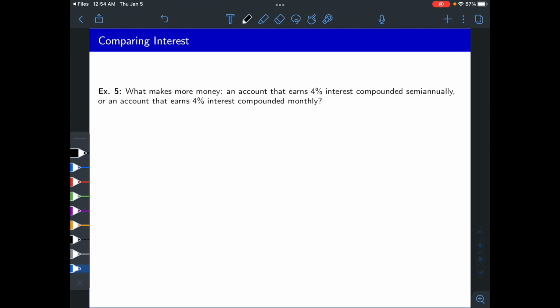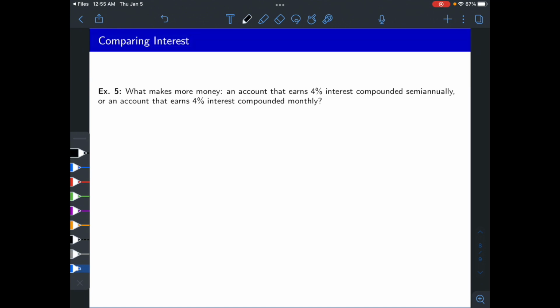All right, last thing. This is just comparing interest. So what makes more money? An account that earns 4% interest compounded semi-annually, or an account that earns 4% interest compounded monthly? So are we going to make more interest if we compound twice per year, or if we compound 12 times per year?